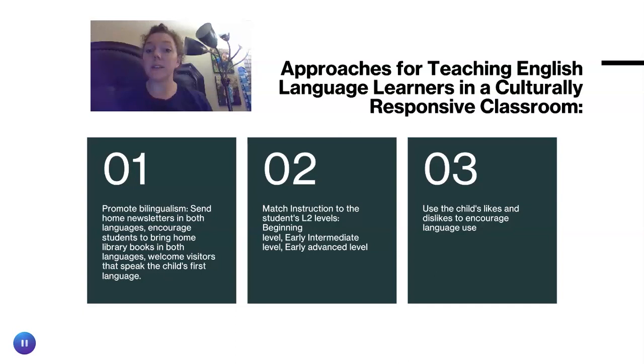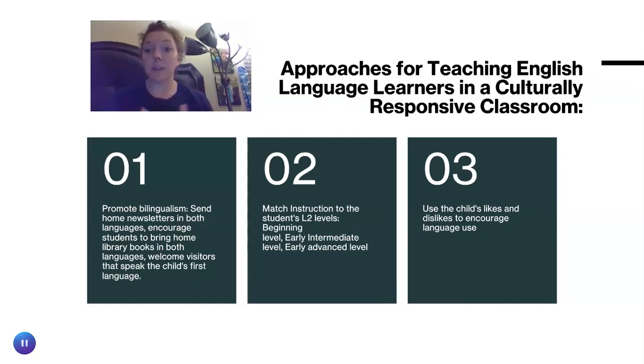And then number two is match instruction levels to students' language 2 levels. So for beginners in the very early language stage, where they're not yet producing language, we want to make sure that we are providing them with lots of visual support, and allowing them to stay quiet, and not forcing them to produce language when they're not quite ready to do that yet, but providing them with more opportunities to be those passive learners.